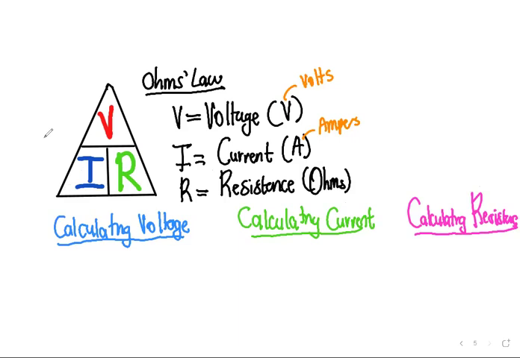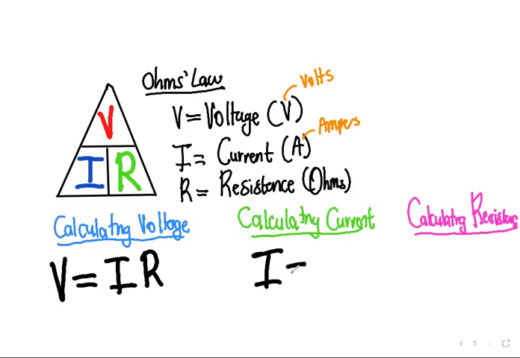So if they say calculate the voltage, you must understand that you're going to use the formula V equals IR. It means there's a multiplication here, even if they didn't write it. So V means you are calculating voltage. The second one, when calculating current, is I, which is current, equals V over R. And when calculating resistance, lastly, it will be R, which is resistance, equals V over I.